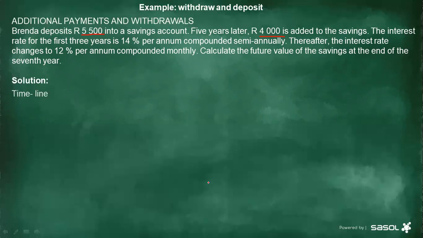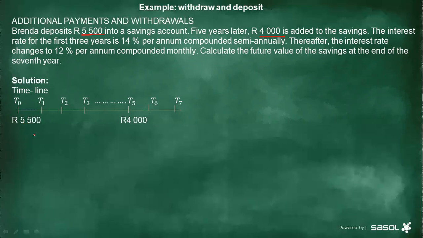We first start with a timeline, because this type of question really needs a timeline, as it makes things simple and easy for us to calculate. First you write from the first year to the last year of the 7 years, and then you put your values there. The initial amount which was deposited was 5,500, and then after 5 years, 4,000 is added, and then we have to calculate for that.